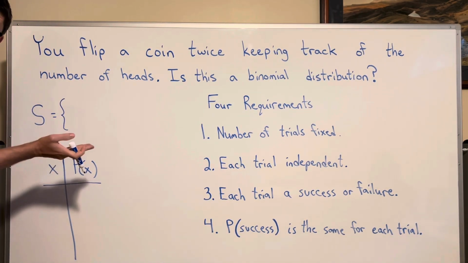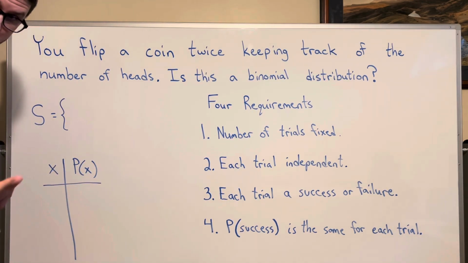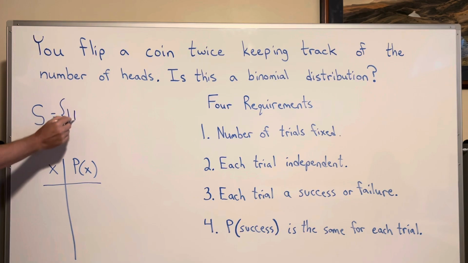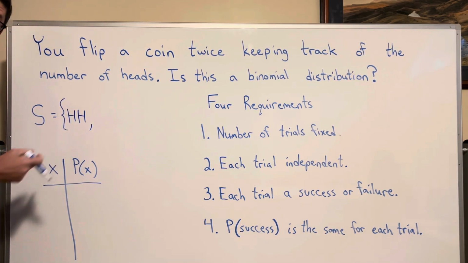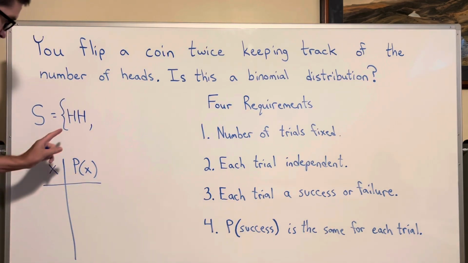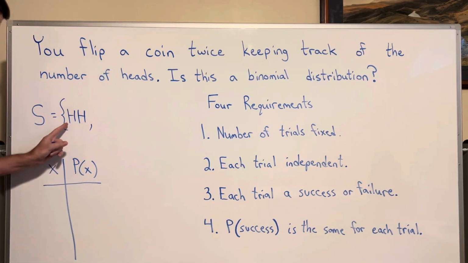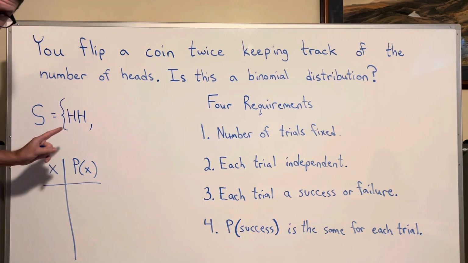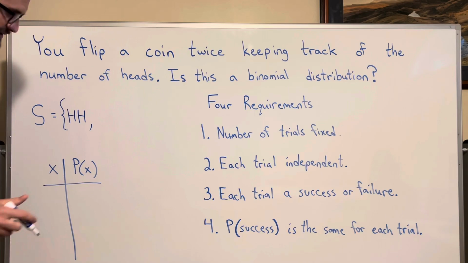This is going to be the sample space. Now you're flipping it twice. You could get two heads in a row. We'll represent that with HH. That's heads on the first flip, heads on the second flip. So the first letter is the first flip, and the second letter is the second flip.